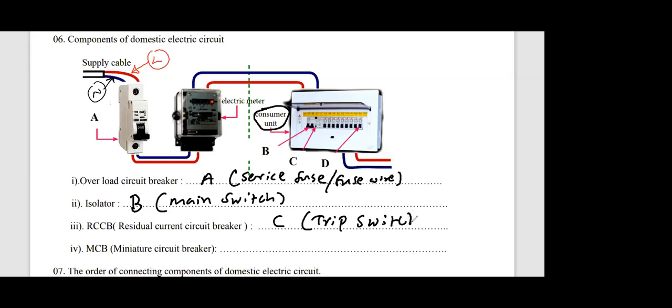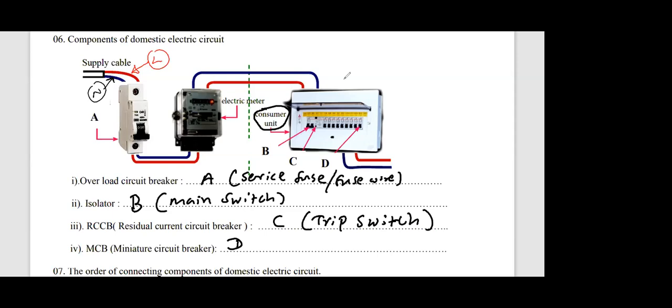And next one, MCB. What is MCB? Miniature circuit breaker, that is given by D. So this is in the D board. Inside the D board, each MCB controls one part of your house, one sub-circuit in your house. It has a definite ampere value. So those are the main components. This order you have to remember.